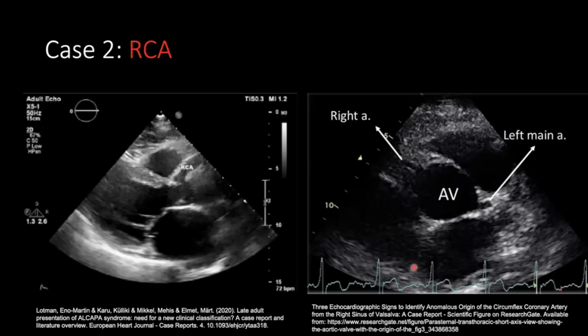Okay, so it is a right coronary artery. I took this from a couple of papers, showing you the exact same image, the parasternal long axis. This is the right coronary cusp here at the top of the image, and that's the right coronary artery coming off of it. You can also sometimes see it in the parasternal short axis view, where you'll see the RCA coming off here, and then the left main ostium coming off the left side here.